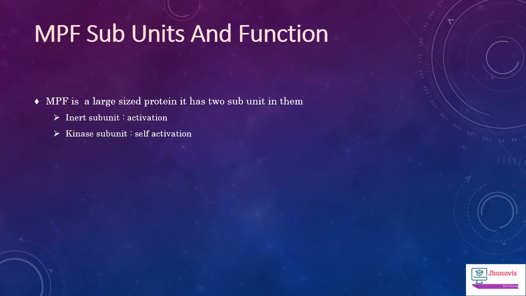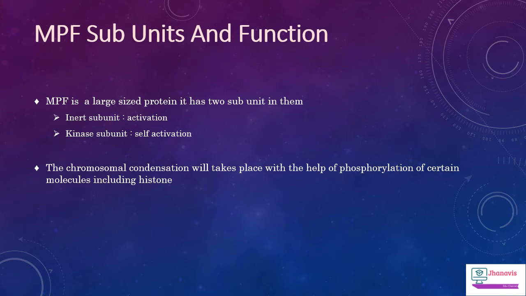Chromosomal condensation takes place with the help of phosphorylation of certain molecules including histone. MPF also triggers the breakdown and formation of the nuclear envelope. Most of the things regulated in the mitotic cycle are brought about by the MPF protein, either by phosphorylating or by dephosphorylating the molecule. If it phosphorylates, then the chromosome will get condensed. If it dephosphorylates, the chromosome will convert back into chromatin. These are a few signals given by the MPF protein to the cell.